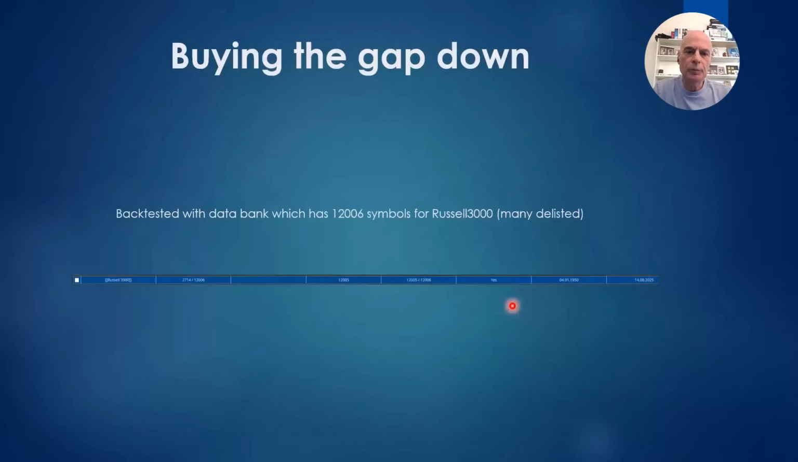Just a comment that in my data bank, there are over 12,000 symbols for the Russell 3000. So quite a few symbols have been delisted. So the backtesting includes a lot of delisted stocks, so we don't have survival bias in our backtesting.